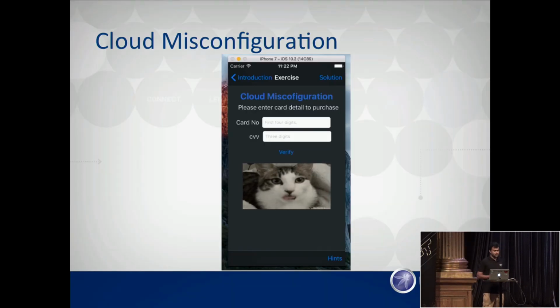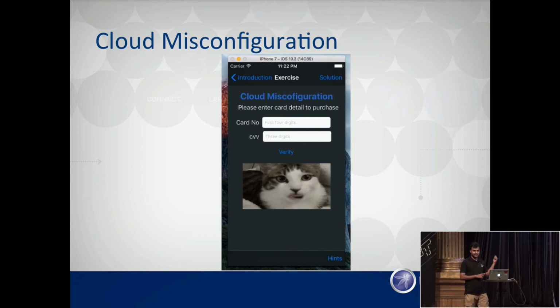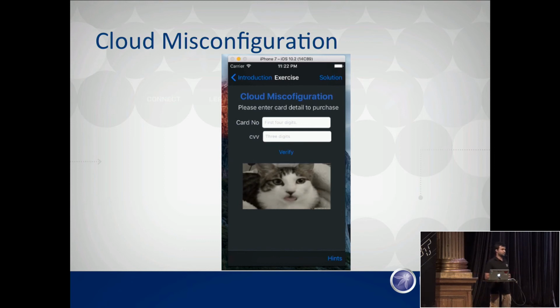The next is very important, it's a cloud misconfiguration. If I open this challenge, it asks me to enter the card number and CVV, and there is one catty face. Can someone tell what should be the approach for this? Let's say the title is cloud misconfiguration. So what could be the first thing to do if you're doing a pen test? Yeah, traffic, right? Intercepting traffic. Yeah, cool. So the first thing is intercepting traffic and finding what the backend is.